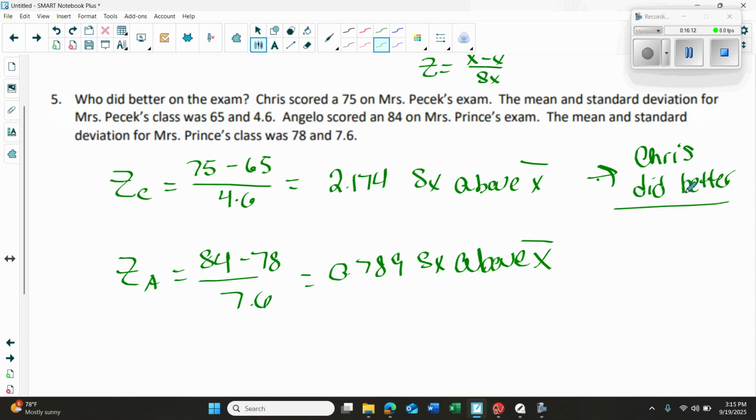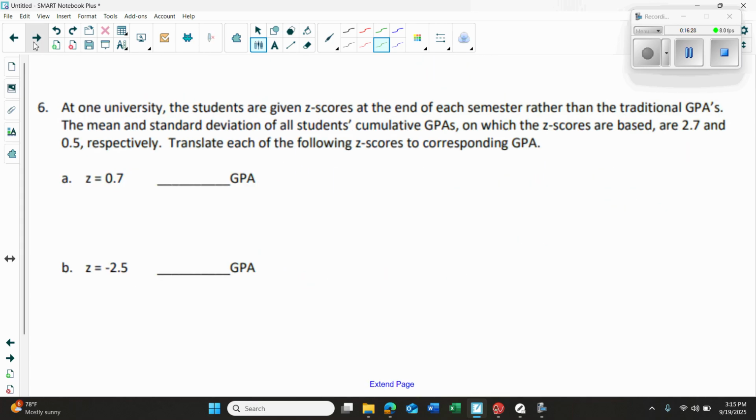Obviously, if it was the same class and the same test, we wouldn't need to do all of this, because the higher score just wins. But we're trying to compare scores relative to an average. As we know, in this first class, Mrs. Pesick's exam, the average was a 65, so it's a lot better. All right, moving on.